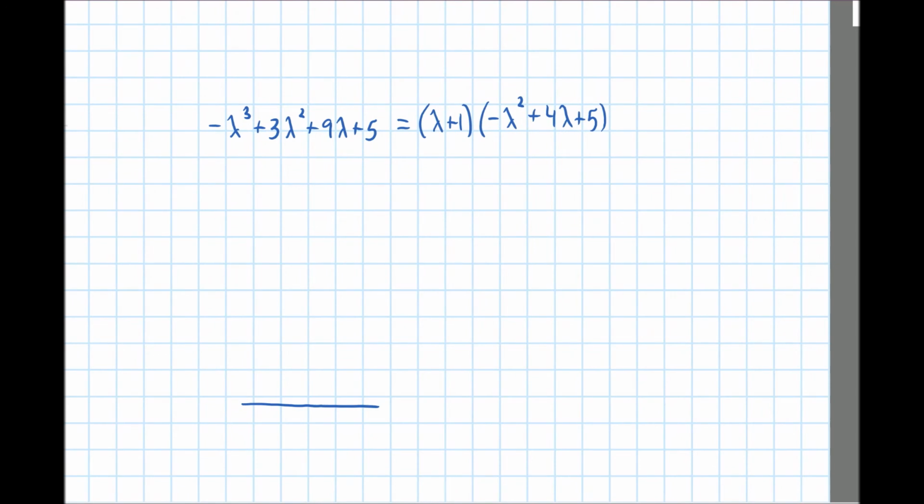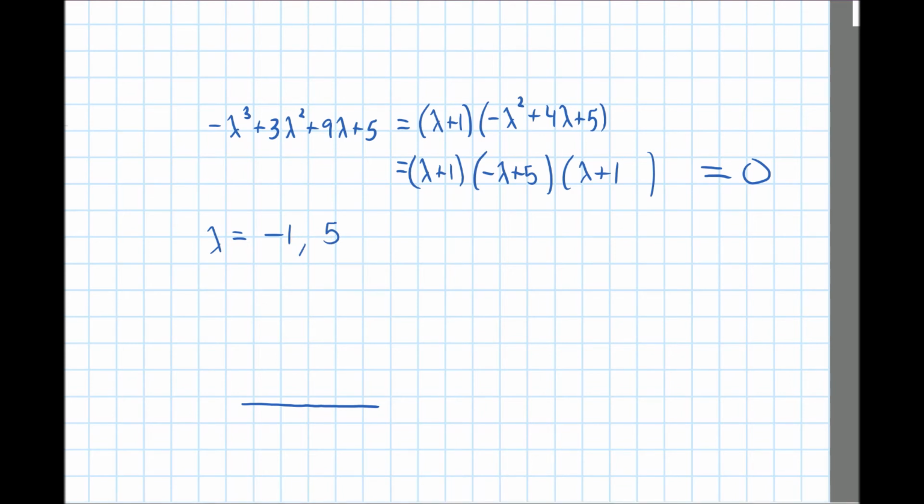Now let's factor the quadratic. So we have lambda plus 1 in front, and factoring the quadratic, this isn't too bad. Factoring it, we get negative lambda plus 5 times lambda plus 1. So at this point, by setting this equal to 0, I find my eigenvalues. So lambda equals negative 1 or 5.